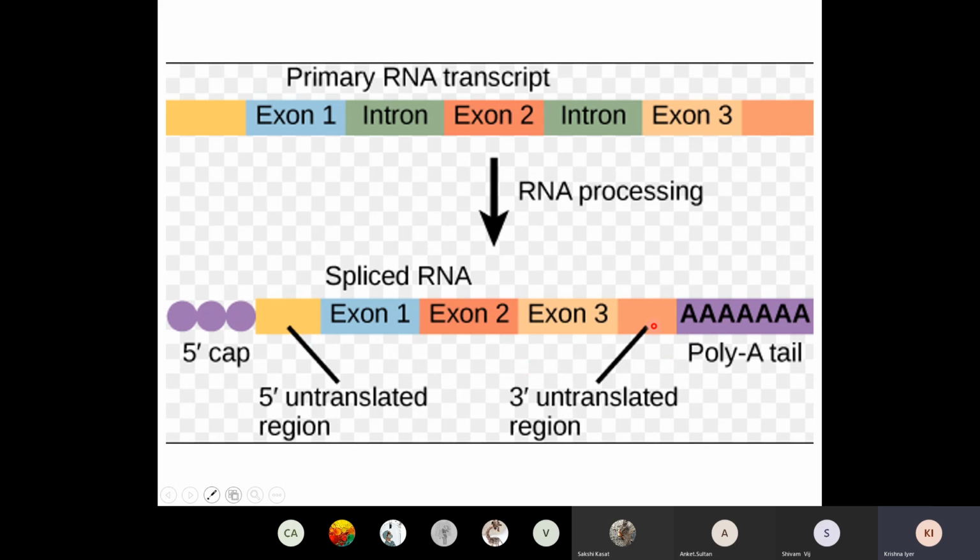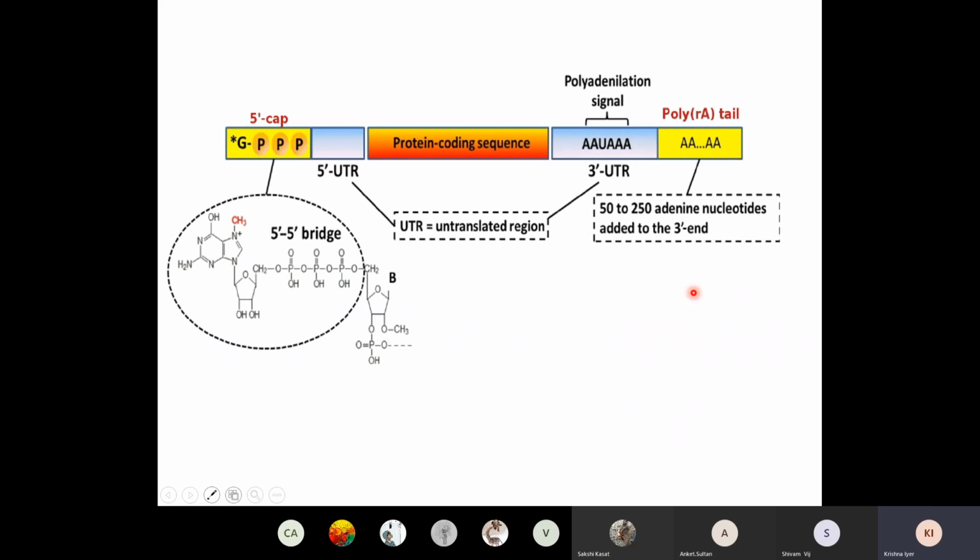Okay. So here is a more fancy picture. This is the main protein coding sequence. Then you have an untranslated region here, untranslated region here. What are these regions? They help the ribosome bind when translation is occurring. Then you have this cap, which is shown here, which we talked about. Then you have a poly A tail, which is shown here, and that is 50 to 250.